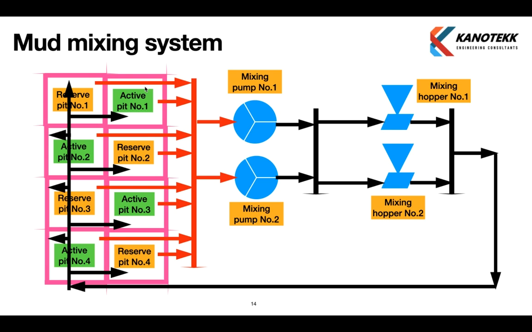The mixing hopper is the area where we add the chemicals. The mixing pumps and mixing hoppers will generally be located in the sack room. The mixing hopper is a place where we add the chemicals which we described earlier. Whichever property we need for the mud, we add suitable chemicals on the hoppers, and it is pumped back to the mud pit rooms. Okay, so that is the mud mixing system.